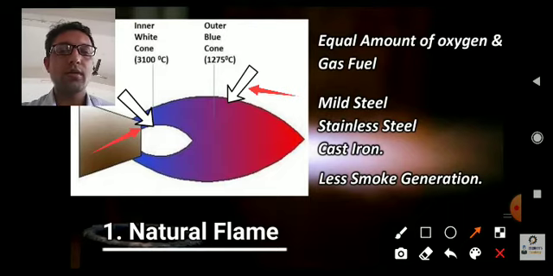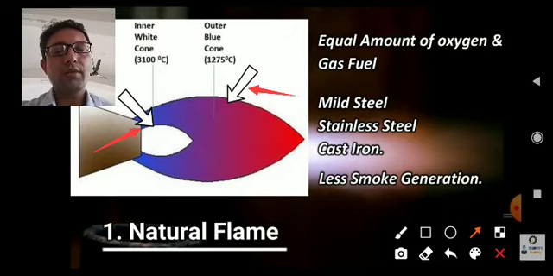The neutral flame has an inner white cone and an outer blue cone. The inner white cone has a temperature of 3100 degrees centigrade and the outer blue cone has a temperature of 1275 degrees centigrade. Why is this flame created?